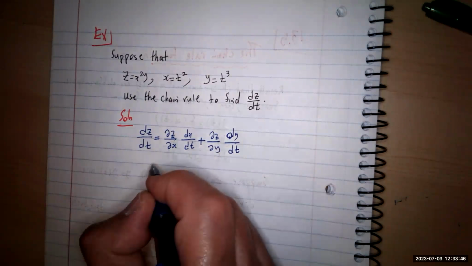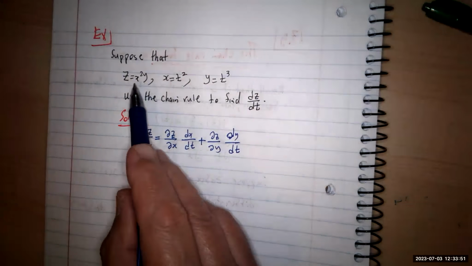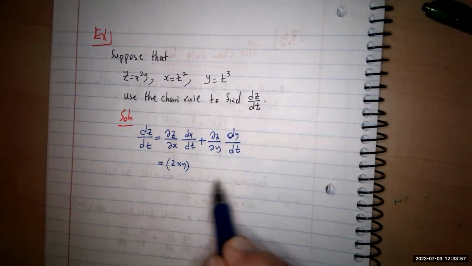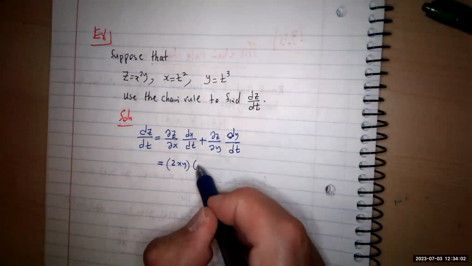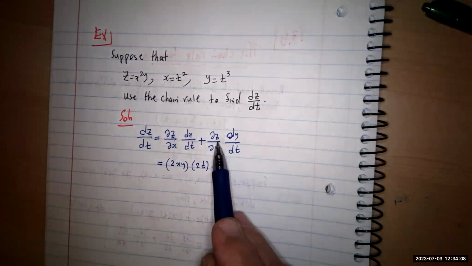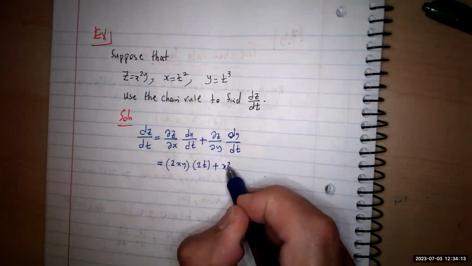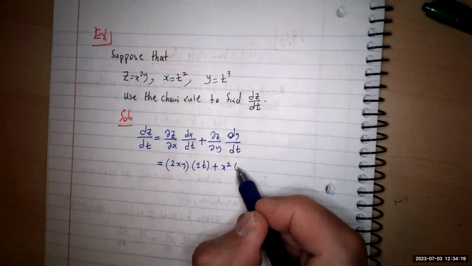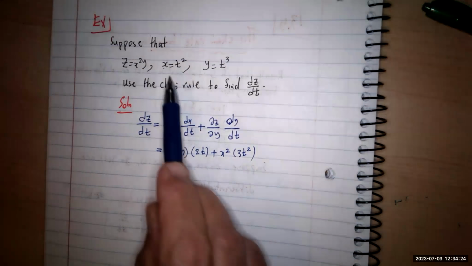Just do it. It equals the derivative of z with respect to x, which is 2xy, times the derivative of x with respect to t, which is 2t, plus the derivative with respect to y, which gives x squared, times the derivative of y with respect to t, t cubed, which is 3t squared. But you have to change everything into t. You're not done.